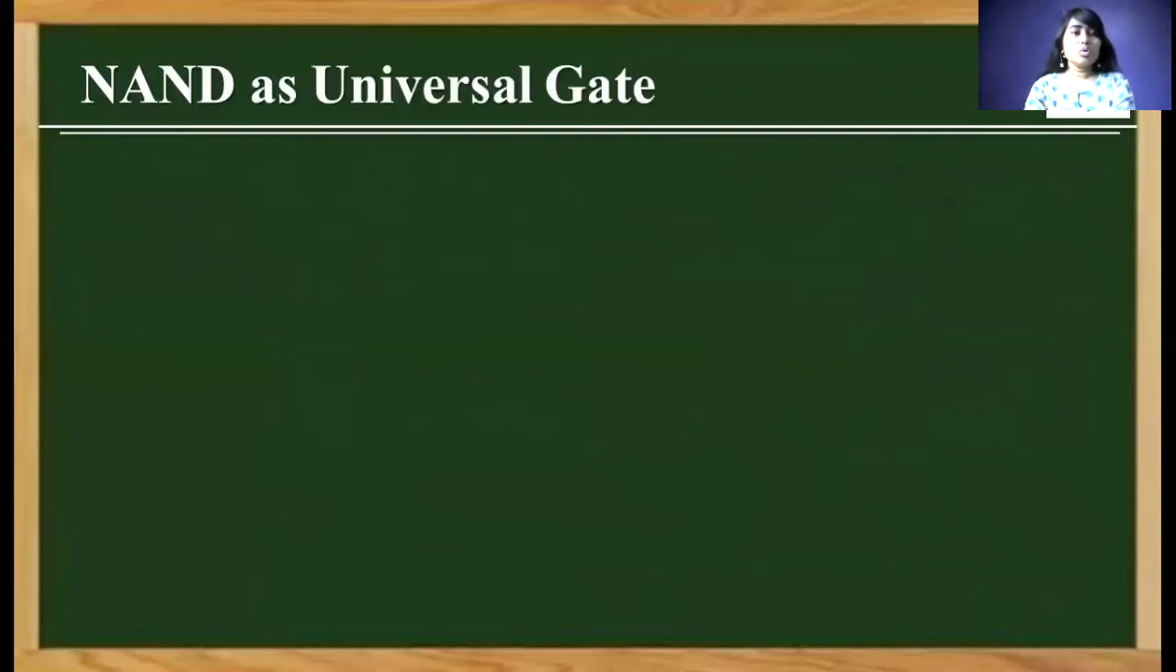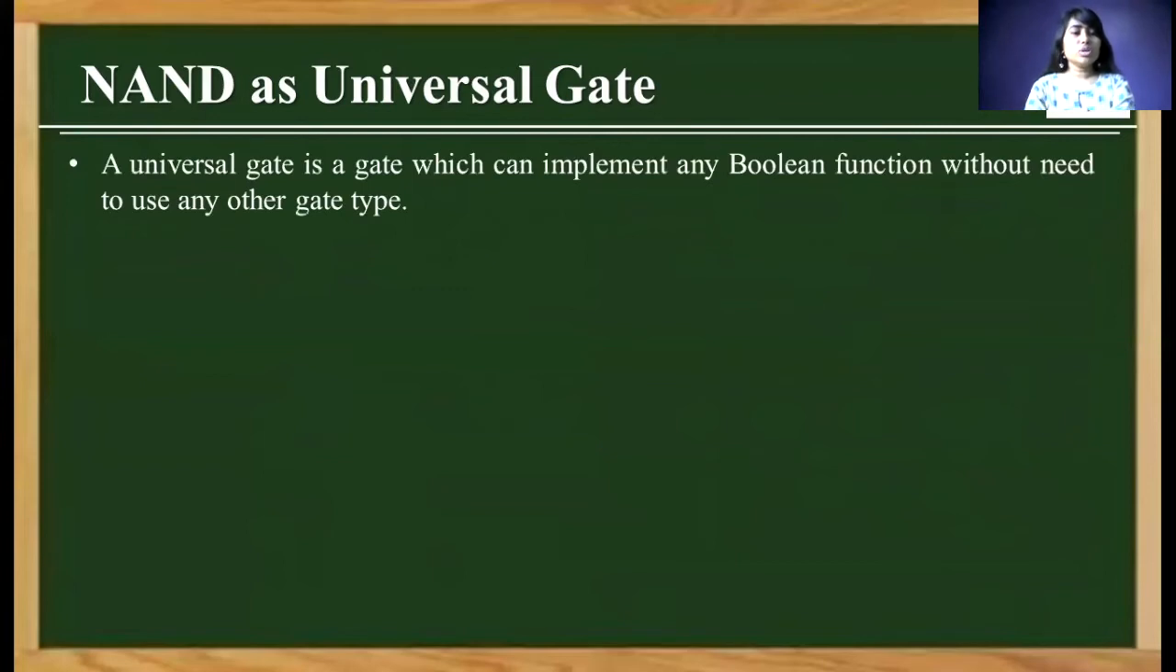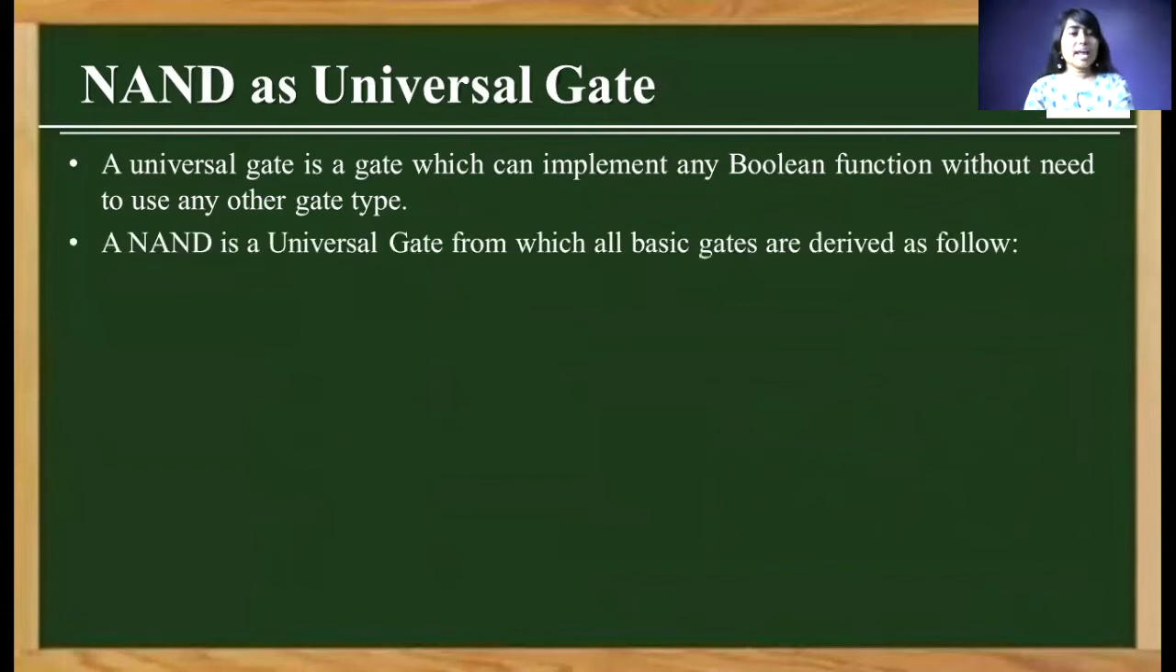Now as we know that NAND is a universal gate, let's discuss NAND as a universal gate. A universal gate is a gate which can implement any Boolean function without needing any other gate type. That means using only one gate we can implement any kind of function. A NAND gate is a universal gate from which all basic gates are derived, which are discussed as follows. First, NAND as a NOT gate.